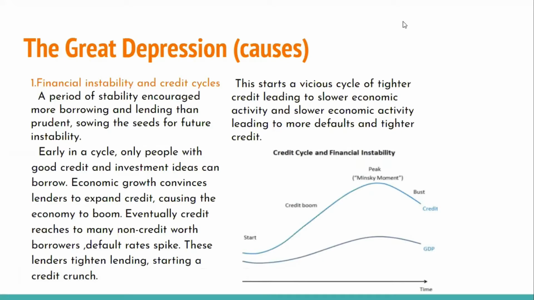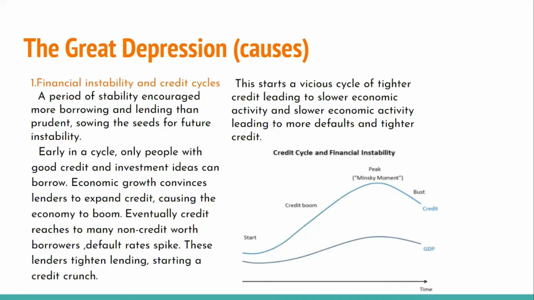A period of stability encouraged more borrowing and lending than prudent, sowing the seeds for future instability. So, it's in a cycle. Only people with good credit and investment ideas can borrow. Economic growth convinces lenders to expand credit, causing the economy to boom. But eventually, credit reaches too many non-creditworthy borrowers.